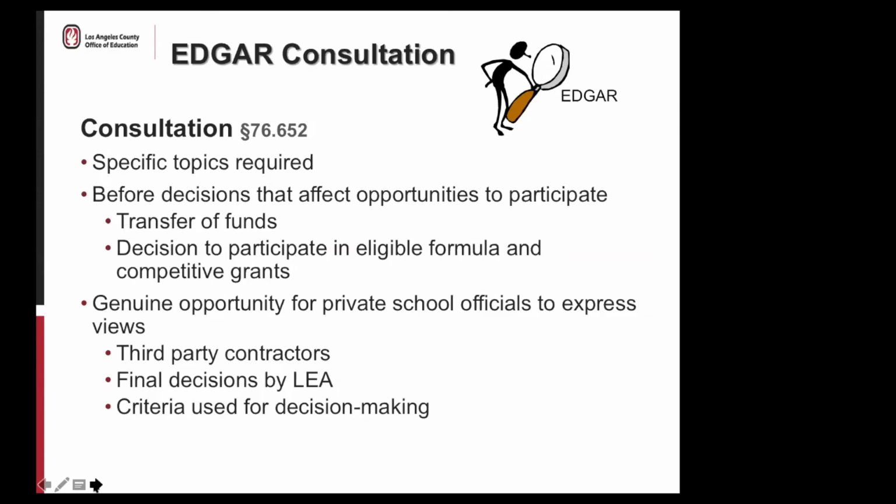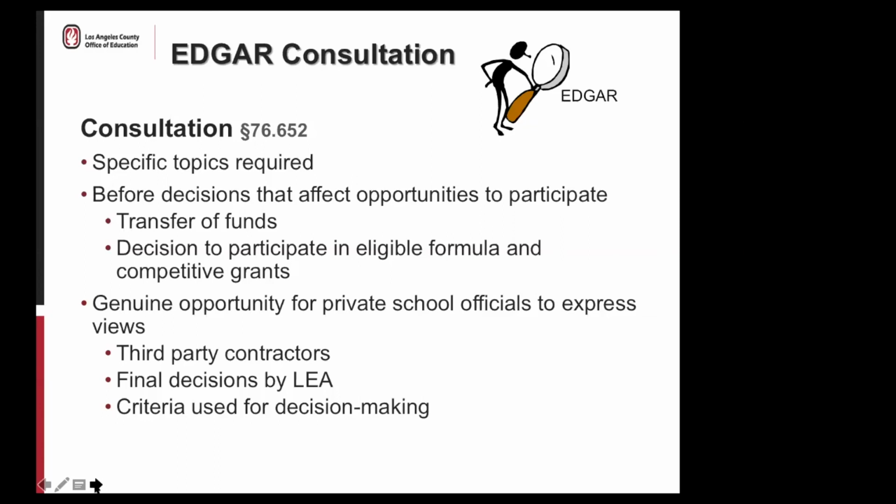The other area would be a decision to participate in eligible programs. If the district chooses not to participate, they should consult with the private school and let them know that they're planning not to participate in a particular program next year, either Title II or III for some reason, because again, that impacts the private school's ability to participate.